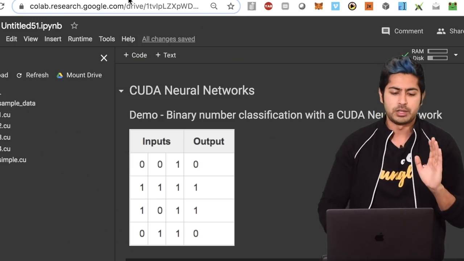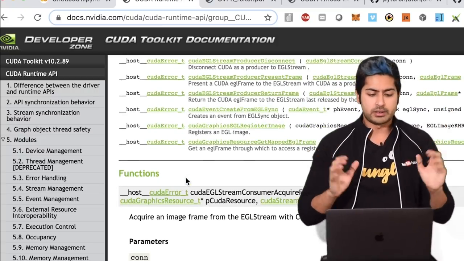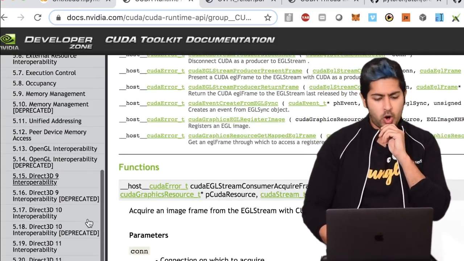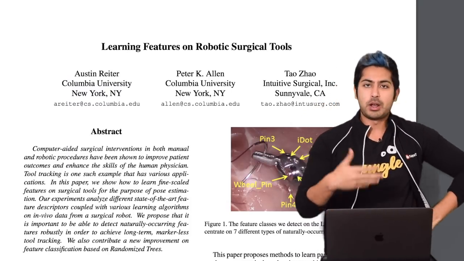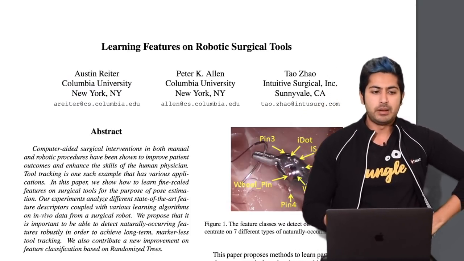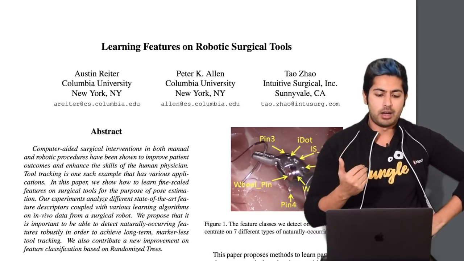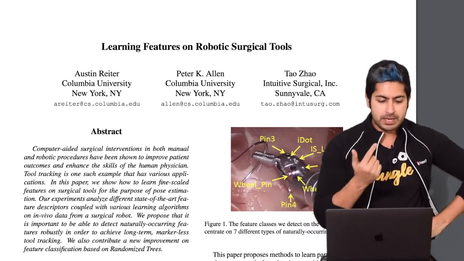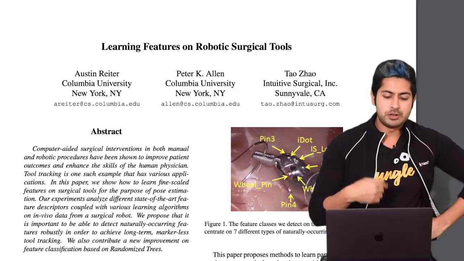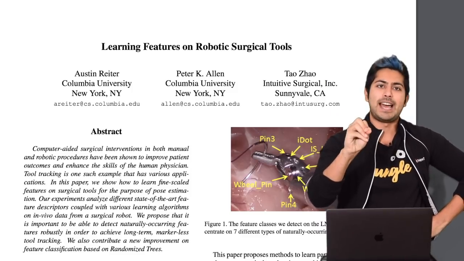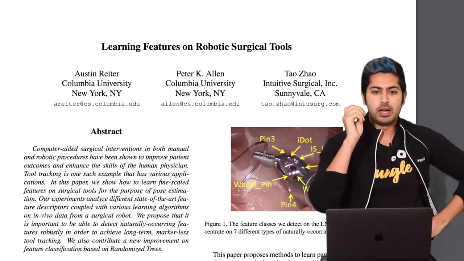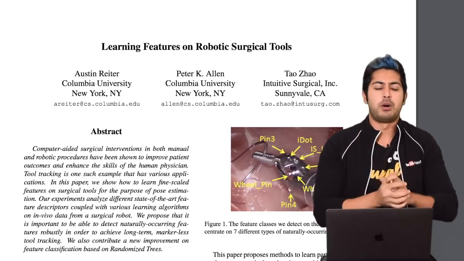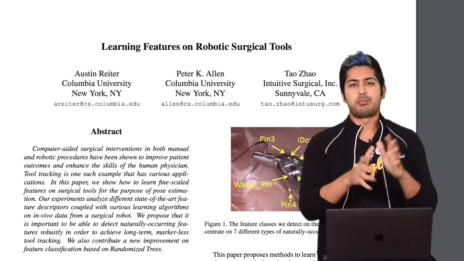I had a lot of fun going through these NVIDIA docs, very extensive, and trying to understand all the details of CUDA. And this is not my first time looking at CUDA. In fact, when I was an undergrad at Columbia in the robotics lab, I was working on this project right here with this PhD student, Austin Rader, on learning features for the Da Vinci surgical robot. So my task was to, for the first time ever, use CUDA to optimize inference for this computer vision model. It wasn't using neural networks, it was a support vector machine.